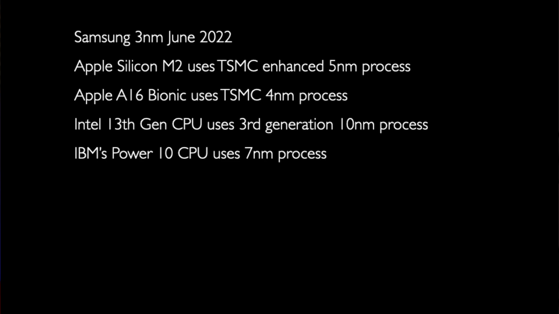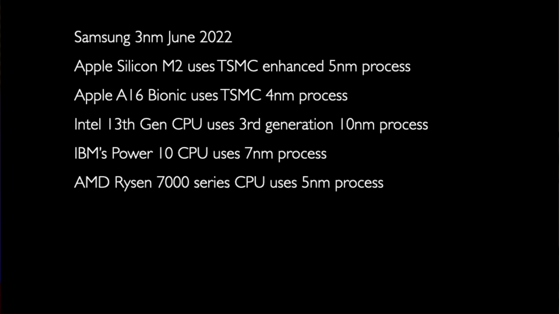I don't know if that's still going to happen, but during the Innovation series in September of 2022, Intel announced their plan to get their roadmap to 18 angstroms in 4 years. IBM's Power 10 CPU uses 7 nanometer. They haven't announced an 11th generation of that Power chip yet.